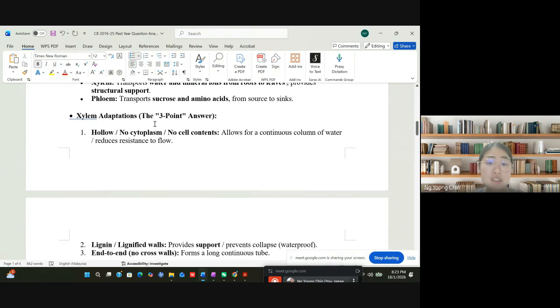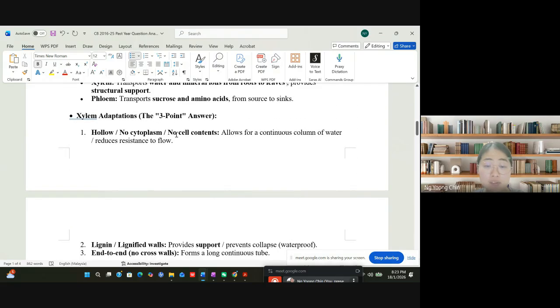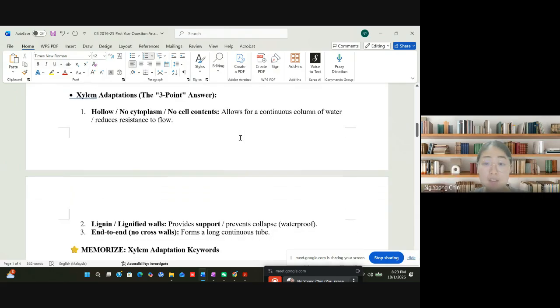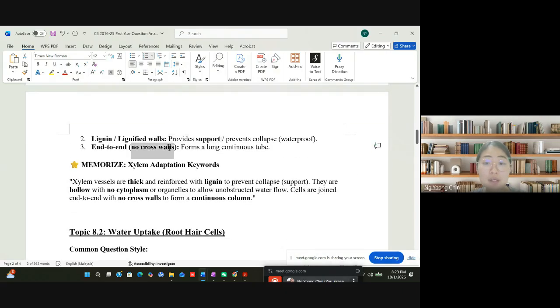And then xylem adaptations. Okay, should write this. Yeah, there's that cell with no cytoplasm inside, and then please add on the reasons, because they usually ask you to explain, right? Explain. So that's why they can allow a continuous column of water. And then the lignin, right, they can provide support to the plants. No cross walls, right? They can form a continuous column of the water.